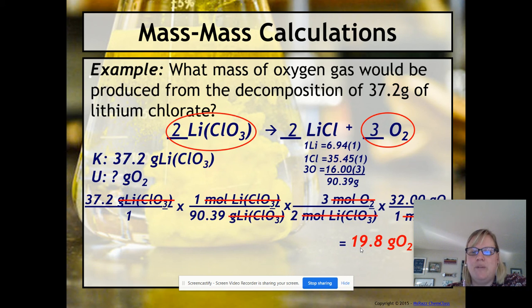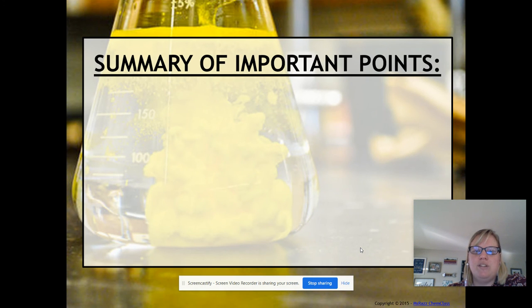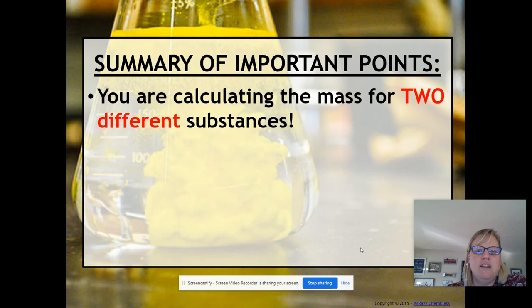So there we go. Let's just review really quick what we have to do. What are these steps? So the summary of important points. You are calculating the mass for 2 different substances. Okay, so you have to use 2 different molar masses when you're going from mass to mass. You start with the mass of the given. You use that molar mass to convert it to moles. Then you're going to use your mole ratio to get the moles of your unknown. And then you're going to use the molar mass of your unknown to convert to the mass of your unknown.